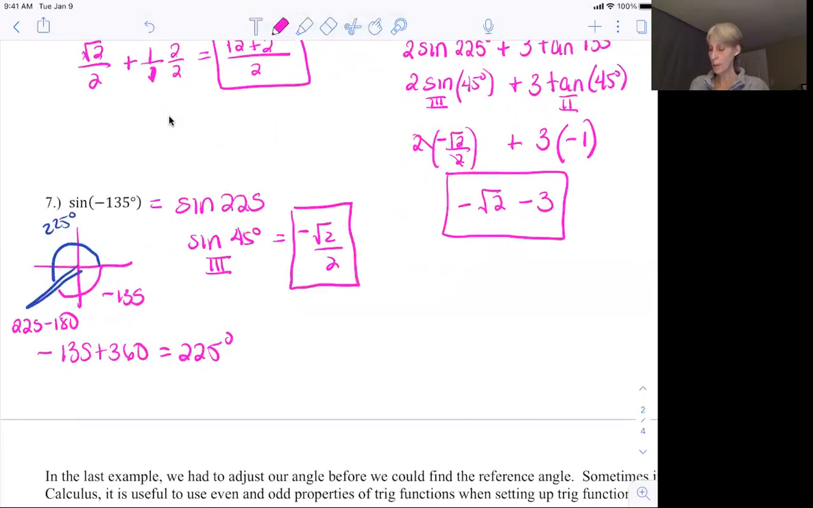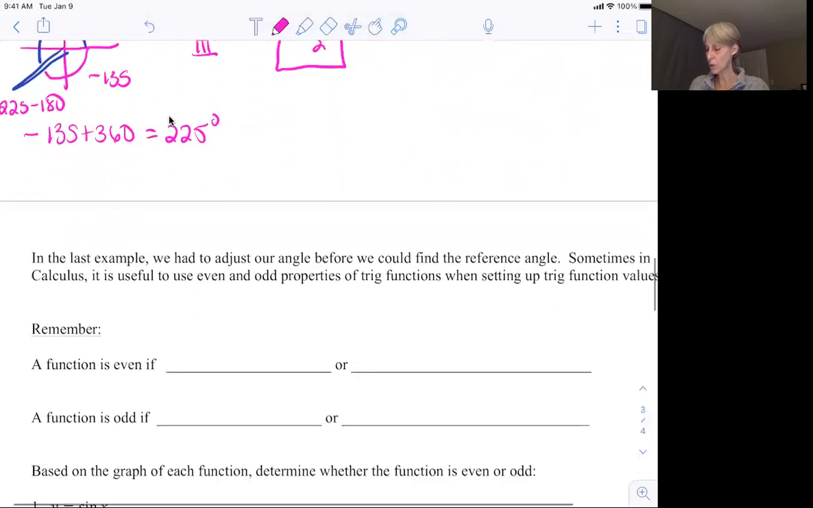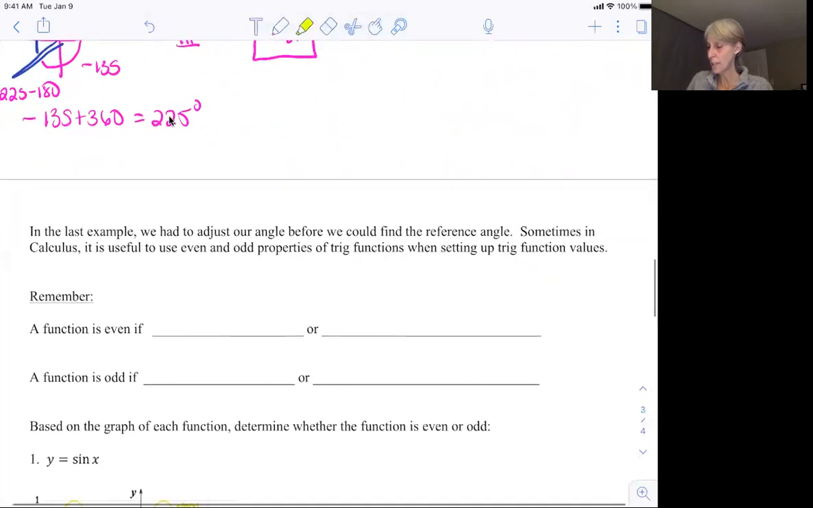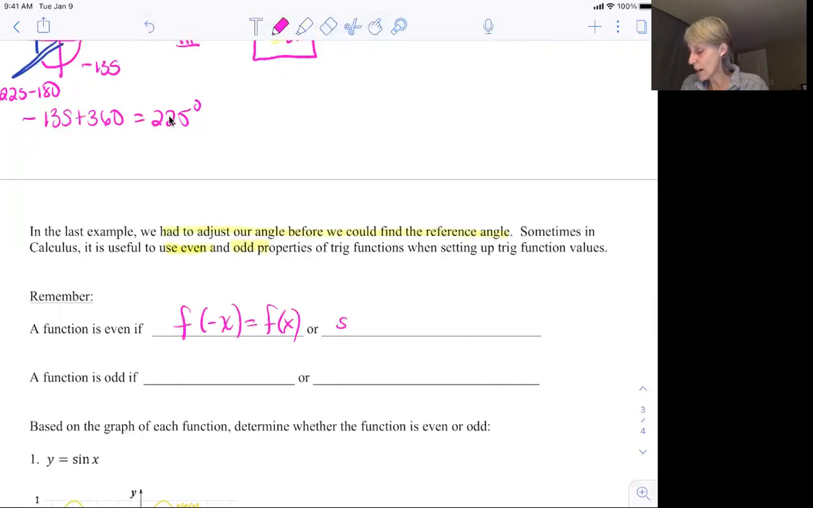Now, another method we could use, instead of adjusting our angle before we find the reference angle: sometimes when we're dealing with some calculus problem, it's easier just to use the even and odd properties of trig functions when setting up our function values. Remember, a function is even if f of negative x equals f of x, or it's symmetric with respect to the y-axis.